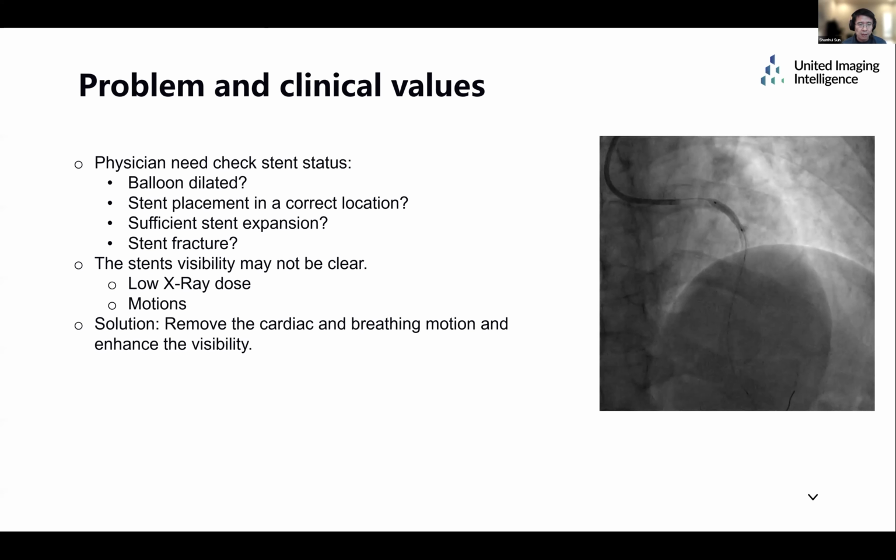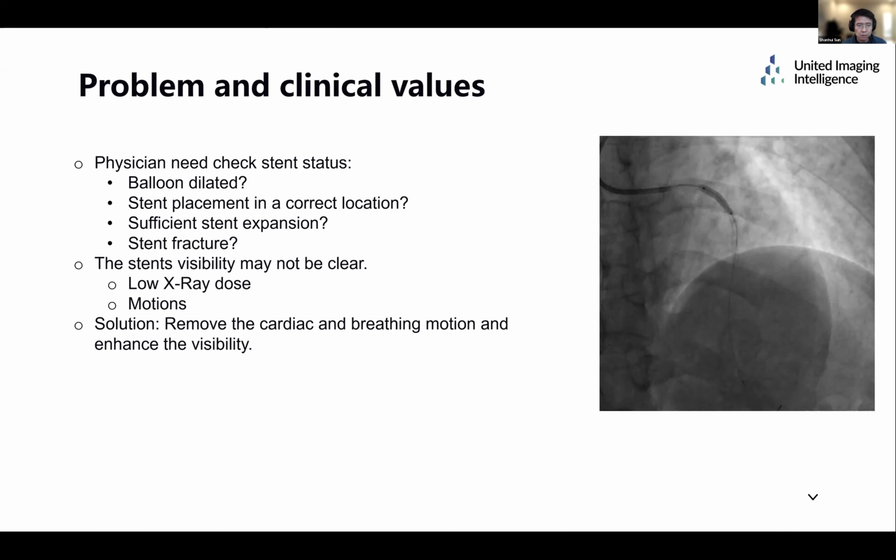But in real practice, the surgeon with the patient in the surgical room, right? They care very much about the X-ray dose. During the procedure, they always keep the X-ray on, right? When they want to see the organ inside the body, they usually use a low dose. If they use the low dose, the image quality is poor, and they are not able to see clear stent visibility. And we can observe the motion of the stent.